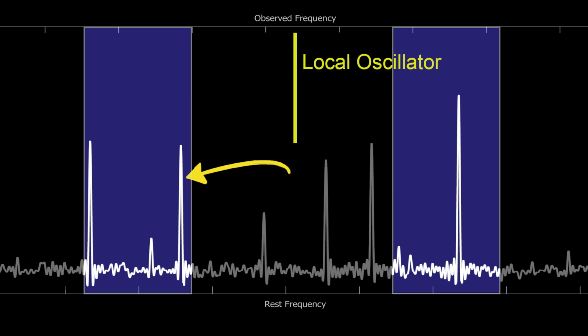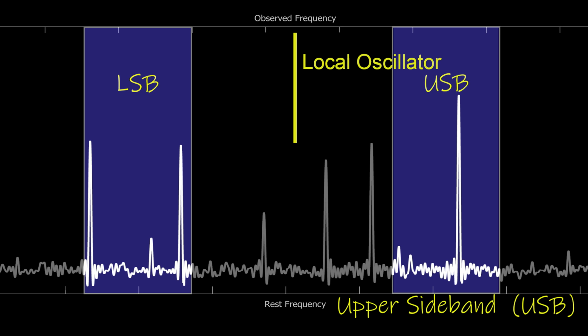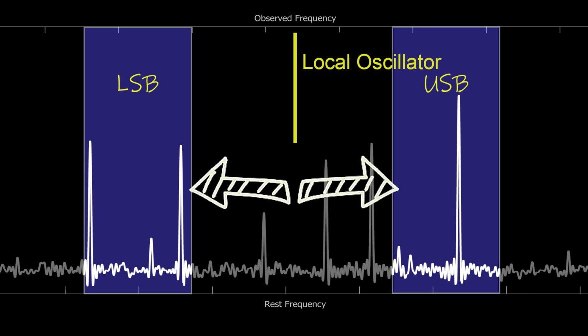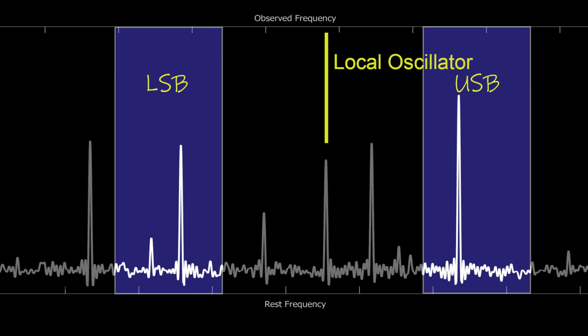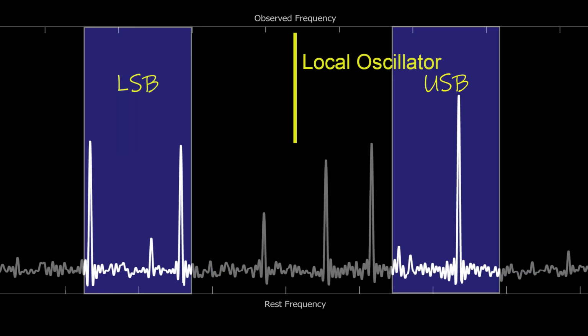One sideband will be slightly lower than the LO frequency, and one will be slightly higher. The sideband at lower frequencies is called the lower sideband, or LSB, and the one at higher frequencies is called the upper sideband, or USB. There will always be a gap between the LSB and the USB. We can shift which frequencies the sidebands cover by changing the frequency of the local oscillator. It is important to note that although an LO creates two sidebands, sometimes we can only use one.